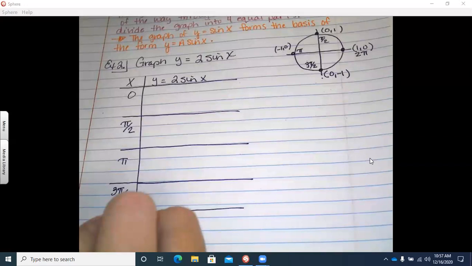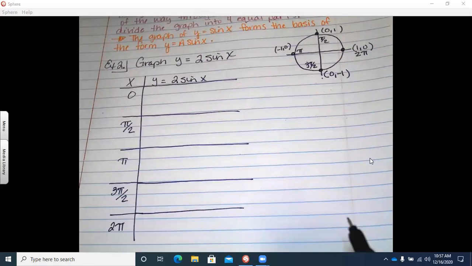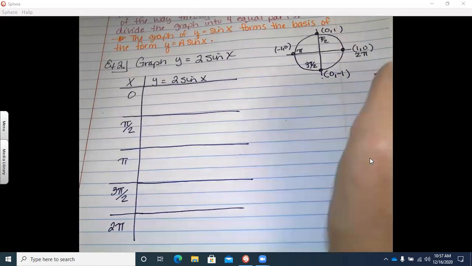And I'm also going to get my graph set up over here. Well, no, let's find ordered pairs first, because I don't know how high or low I'm going to need to go until I find these ordered pairs. I don't know what my amplitude is going to be. Okay, so let's do that afterwards.